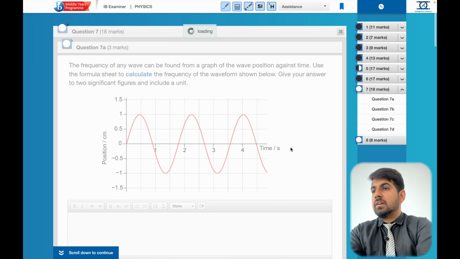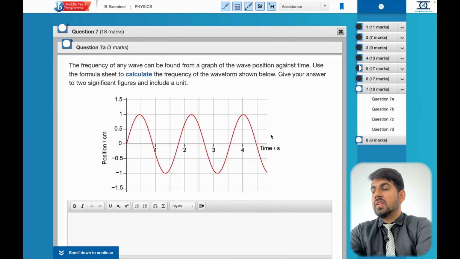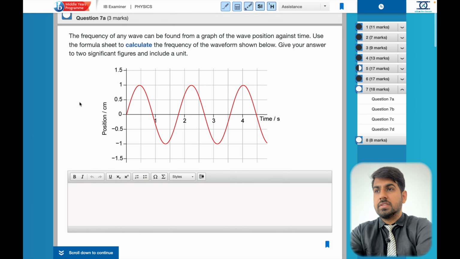Now question number 7. The frequency of any wave can be found from a graph of the wave position against time. Use the formula sheet to calculate the frequency of the waveform shown below. Give your answer to two significant figures and include a unit. So we know that frequency is equal to 1 upon time period.